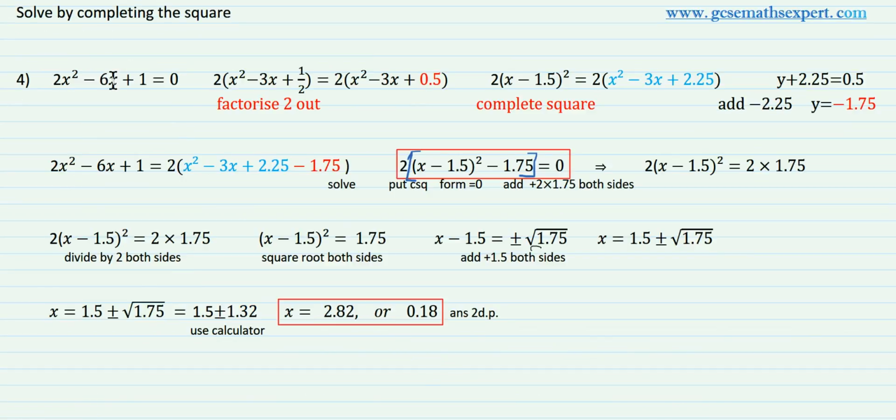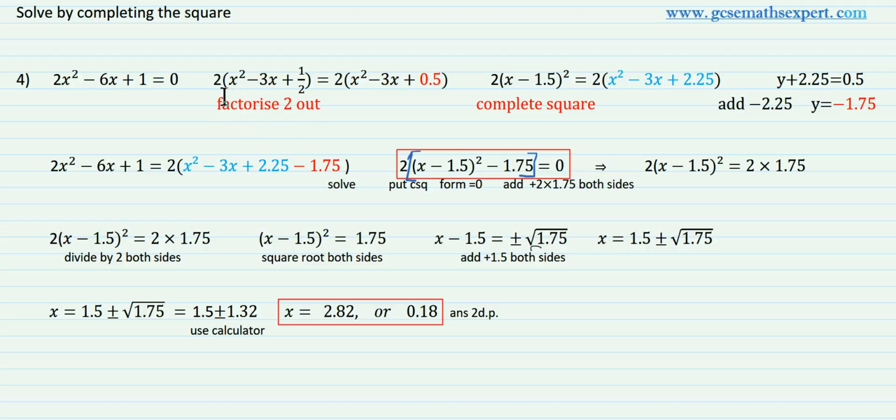So this is the last one, and this is a tricky one. So now, we're going to solve by completing the square. So we've got 2x squared minus 6x plus 1 is equal to 0. The problem we have here is that we have a 2 in front of this x squared. So we have to get rid of it. We have to factorize the 2 out.